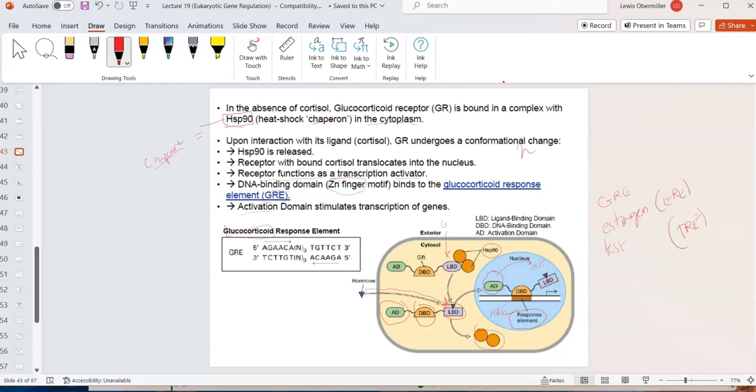And then that activating region acts like a transcription factor to stimulate the transcription of genes. I don't care that you know this. The sequence doesn't really matter. Just know that it's called a response element for the exam.